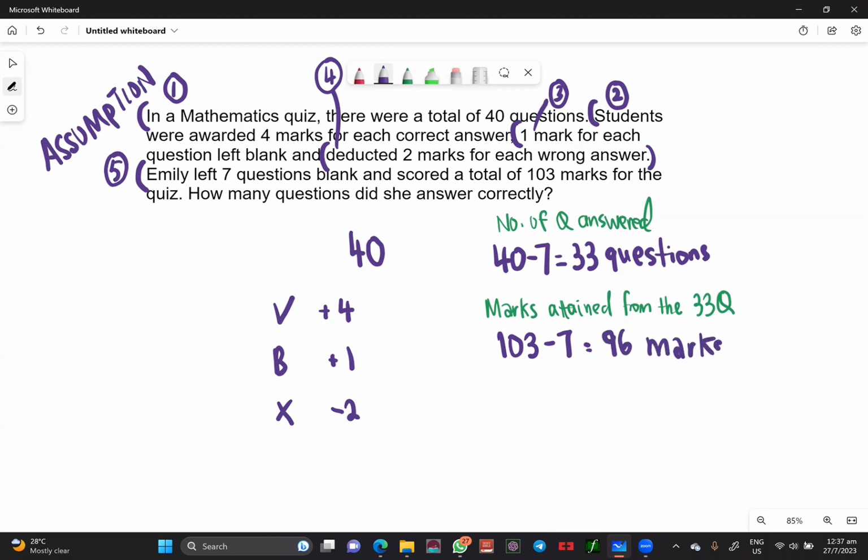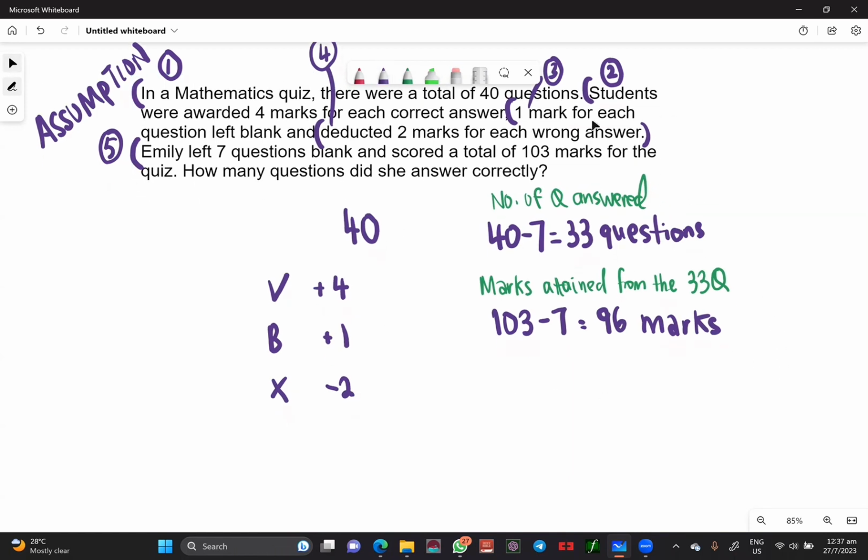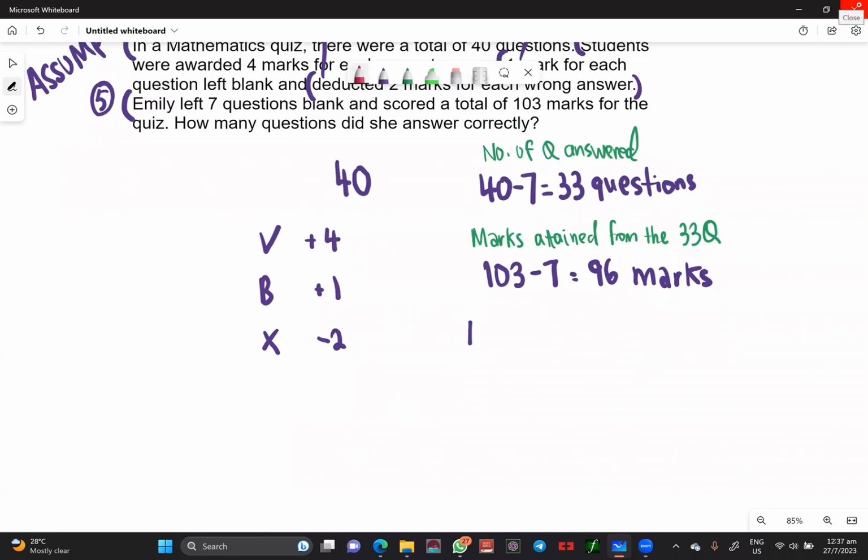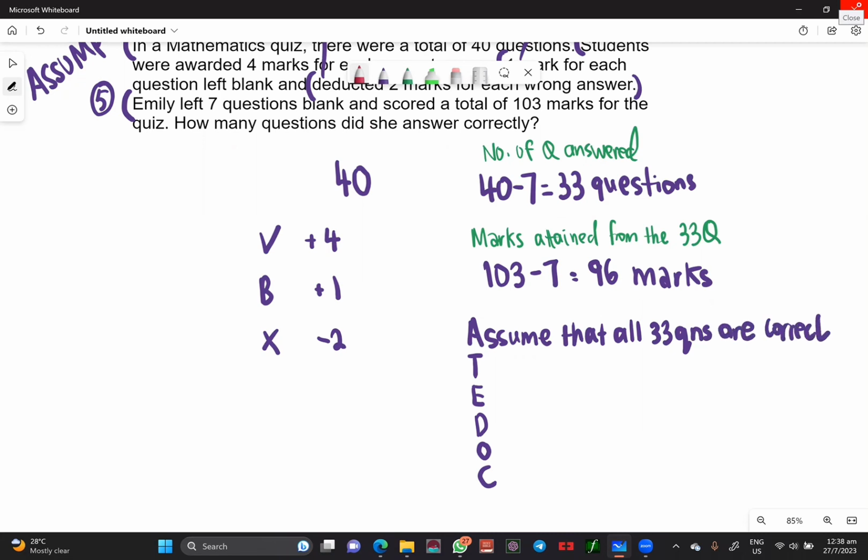So we are going to use these to help us to find. Now you can start off by using my acronym, which is @doc. I find that this is one of the better ways to remember how assumption works. What am I going to assume? I'm going to assume that all 33 questions are correct. You never want to assume that all 33 questions are wrong. Why is that so? Because if all 33 questions are wrong, then I will not score anything, right?